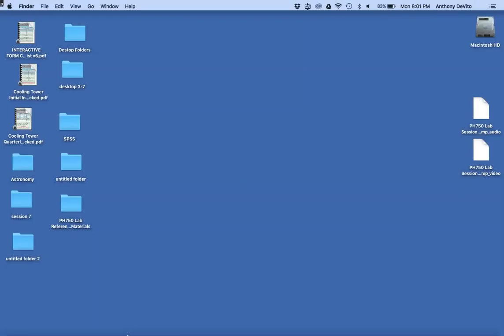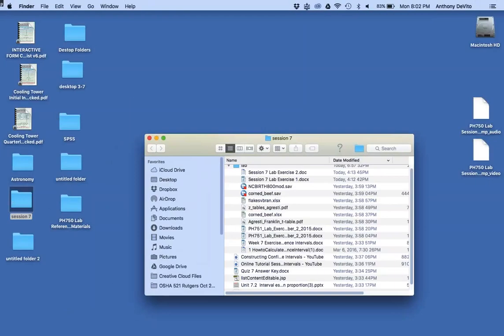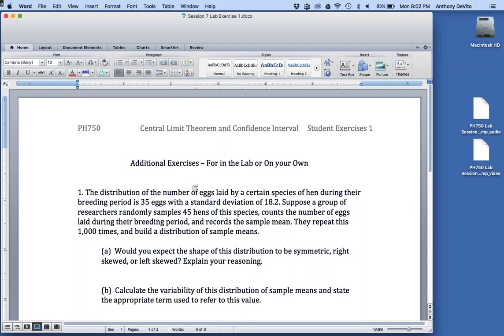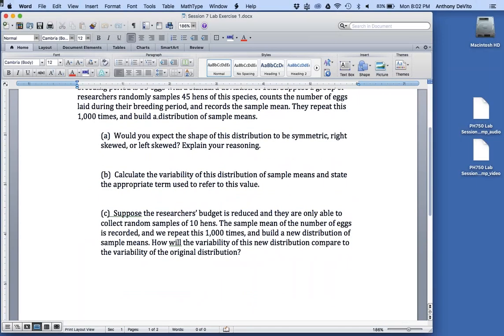Okay, so now I'm going to open that up. I have to get to it myself. You can get to it on Blackboard. I'm going to start with exercise number 1 and see where we stand. Okay, so exercise number 1, we're going to start a little slowly on this.